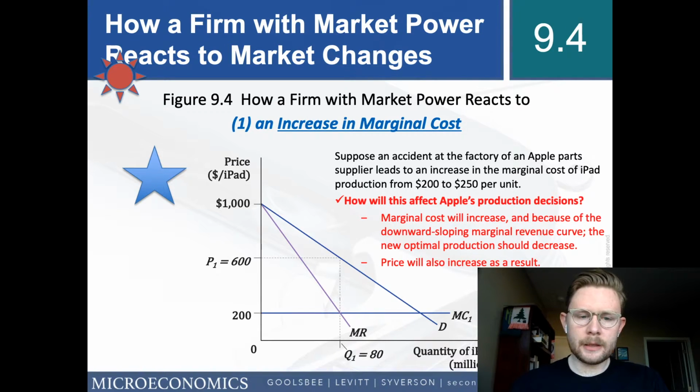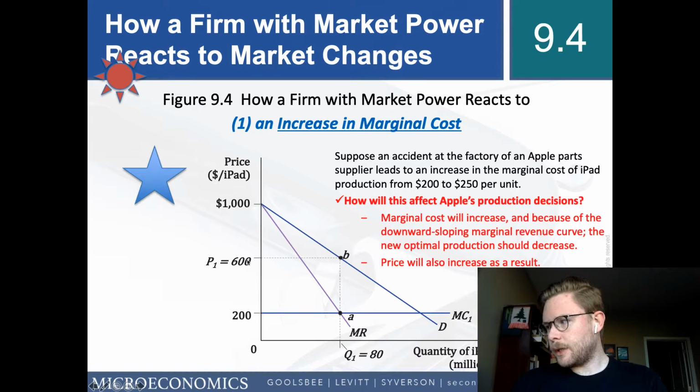We have the regular monopoly situation where we have this flat marginal cost curve. This is before the supply accident, before it becomes more expensive to produce. We have the market demand curve, and then we have Apple's marginal revenue curve. Apple produces at the quantity where marginal revenue equals marginal cost, so point A here, and they price not at 200, but at 600. They trace up to where the quantity goes on the demand curve and charges that price.